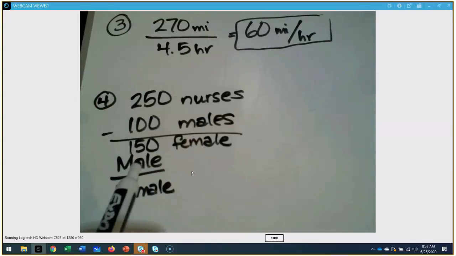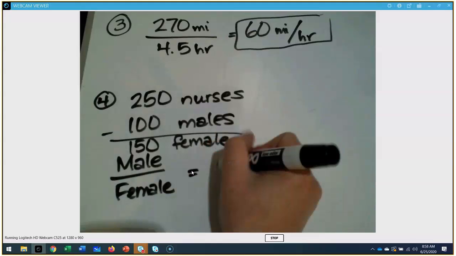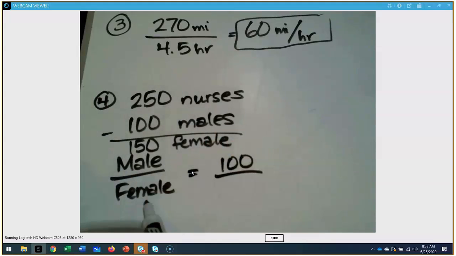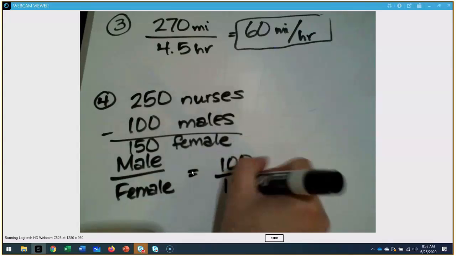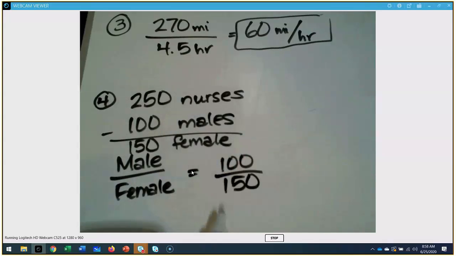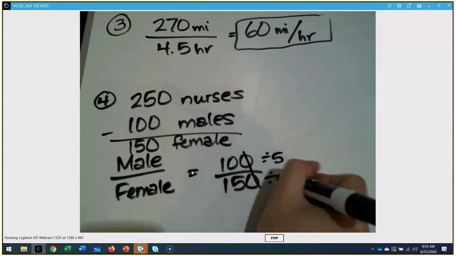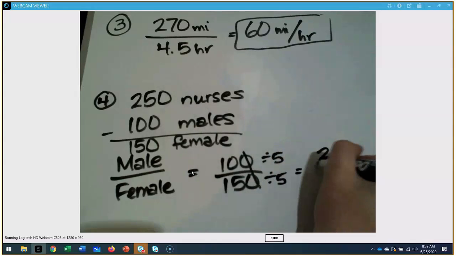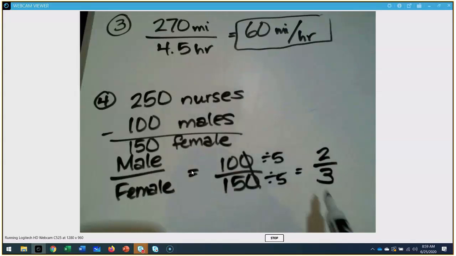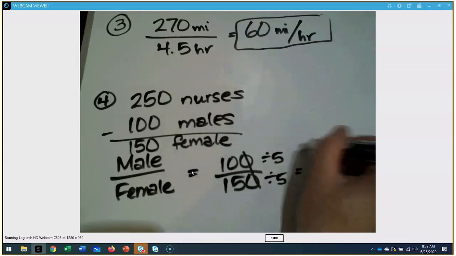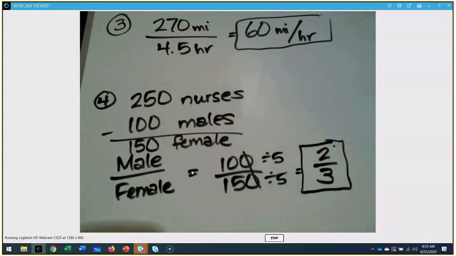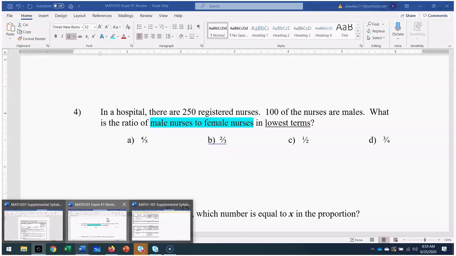It's gonna be 100 over females, which is 150. And then you reduce it to lowest terms. So these zeros cancel out, divide them both by 5 to get it to lowest terms. And I heard it, 2/3 is the reduced ratio. Okay, so that's B.